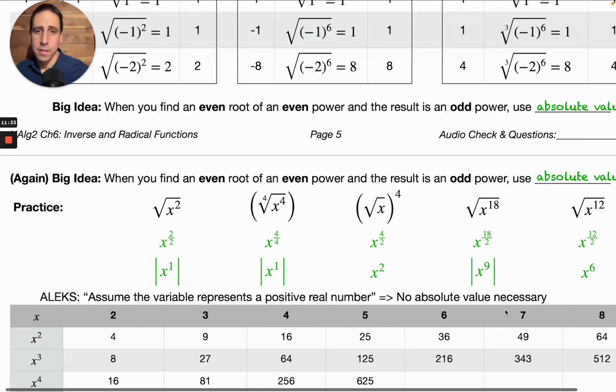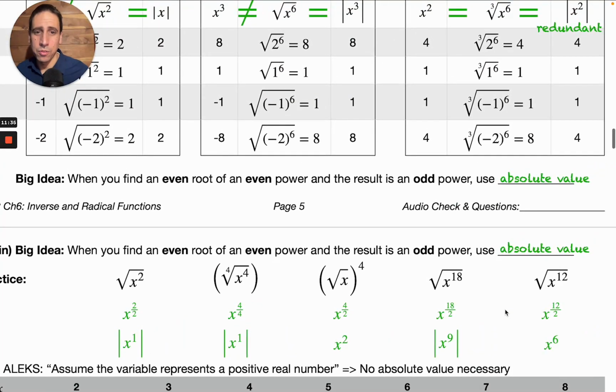All right. Now, anytime you're simplifying radicals like this, you do need absolute values, except here's how Alex is going to say you don't have to worry about the thing I just taught you. Anytime you see assume the variable represents a positive real number, that means you don't have to worry about absolute values anywhere. But if you don't see these instructions, then you have to consider it.